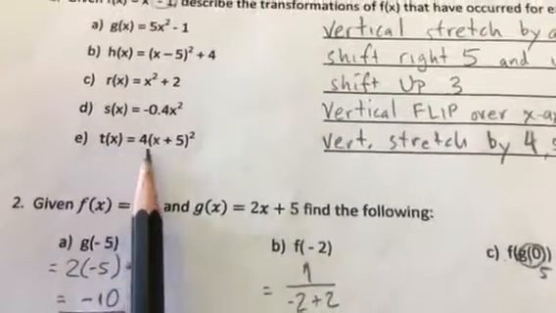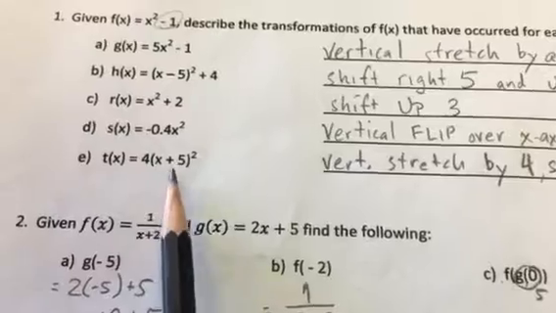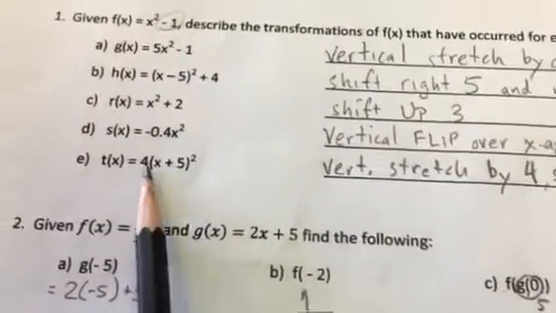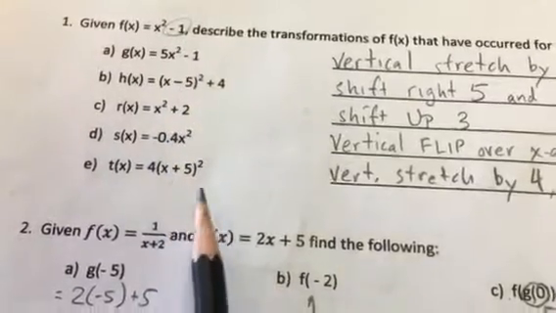Last one is 4 times x plus 5. So the whole thing has been shifted to the left 5 units. It is vertically stretched, and because there's no longer any minus 1 in the equation, it has now been shifted up 1. Okay.